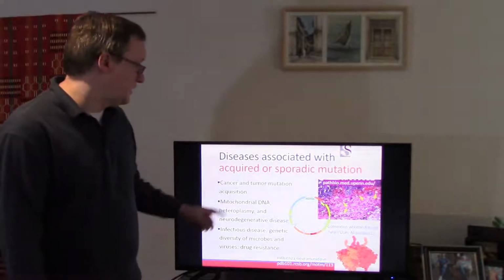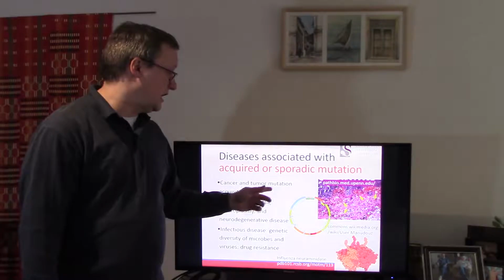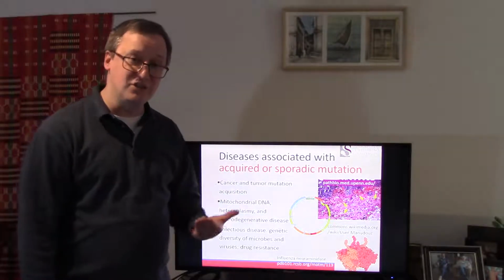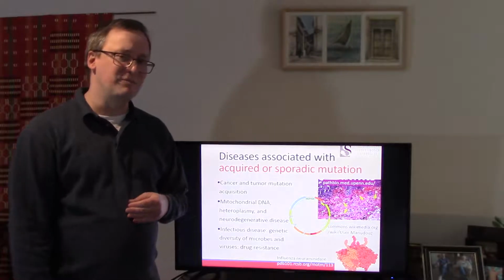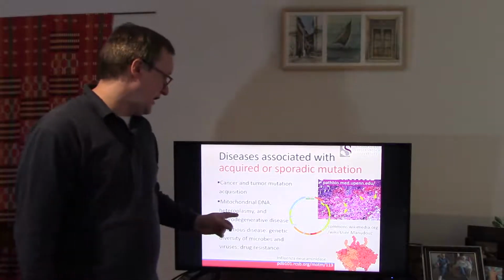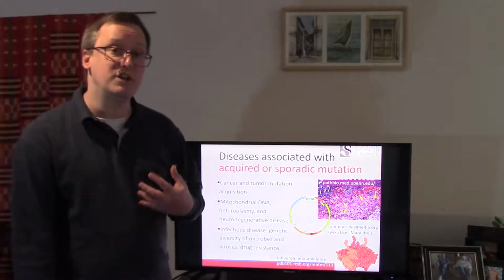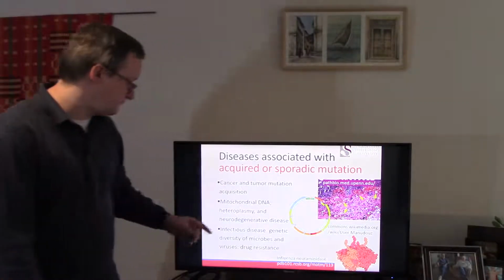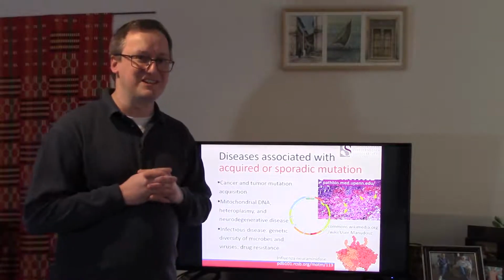examples. We're going to start by talking about cancer and the tumors that form from it, and the acquisition of mutations. In the second part, we'll talk about our other genome, the mitochondrial DNA, and the concept of heteroplasmy and its effect on neurodegenerative disease. In the final case, we're going to talk just a little bit about infectious disease as well.